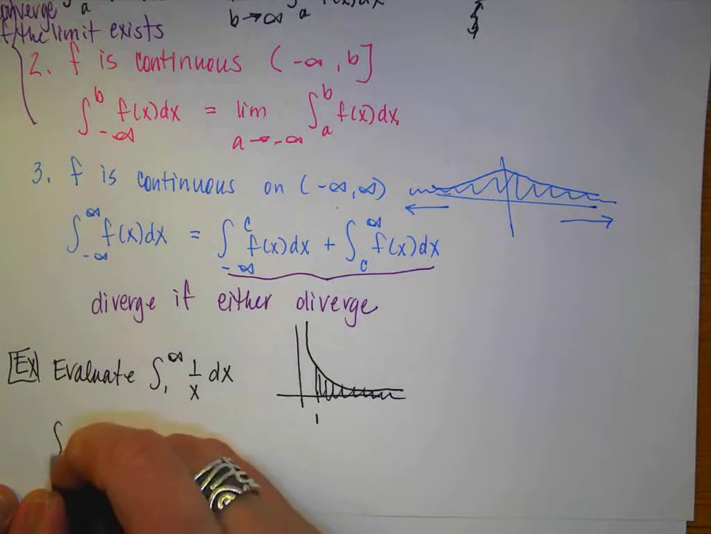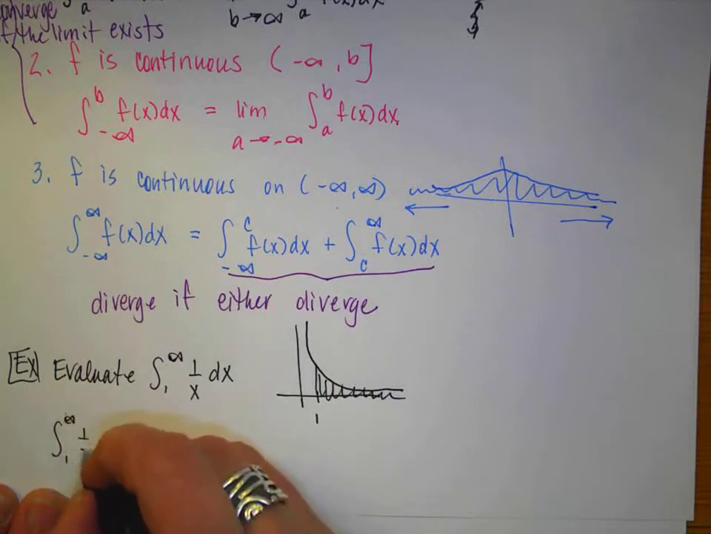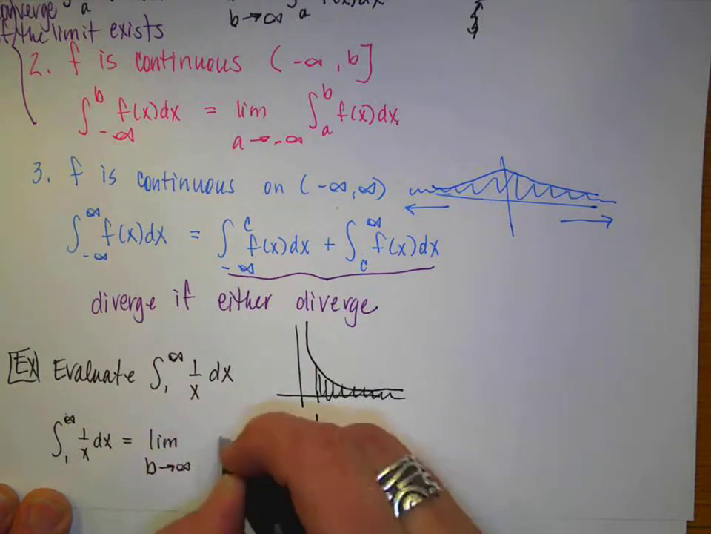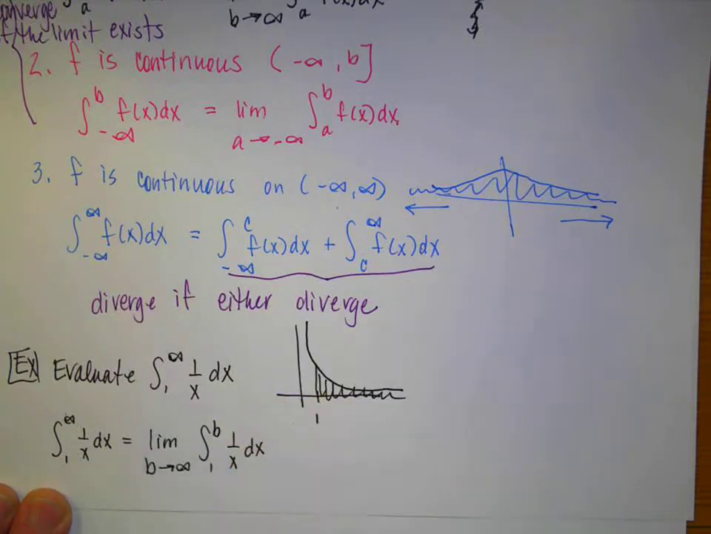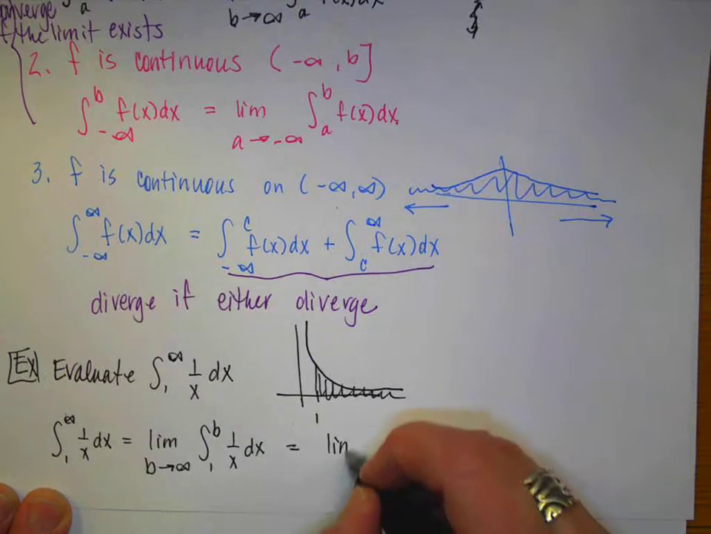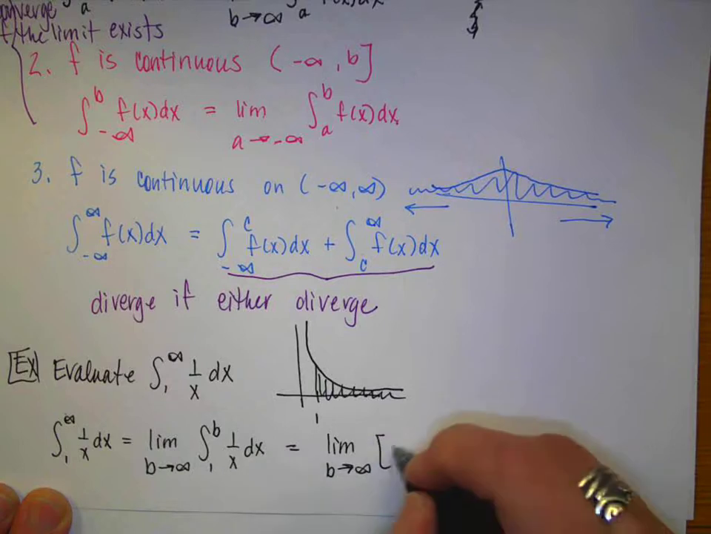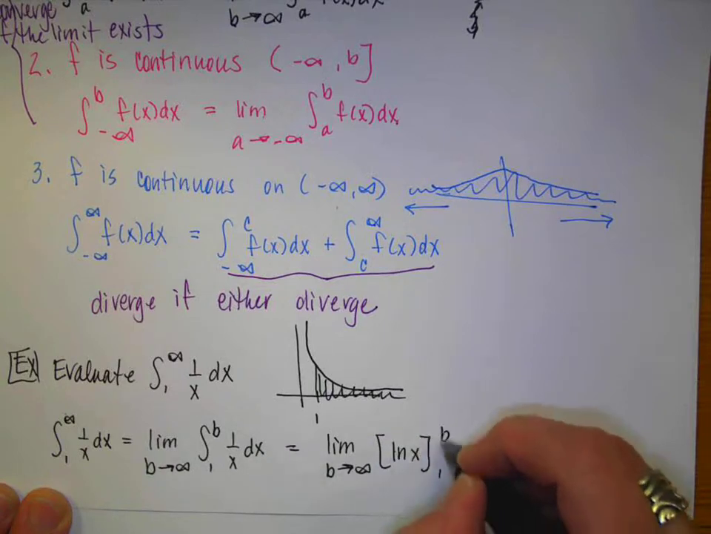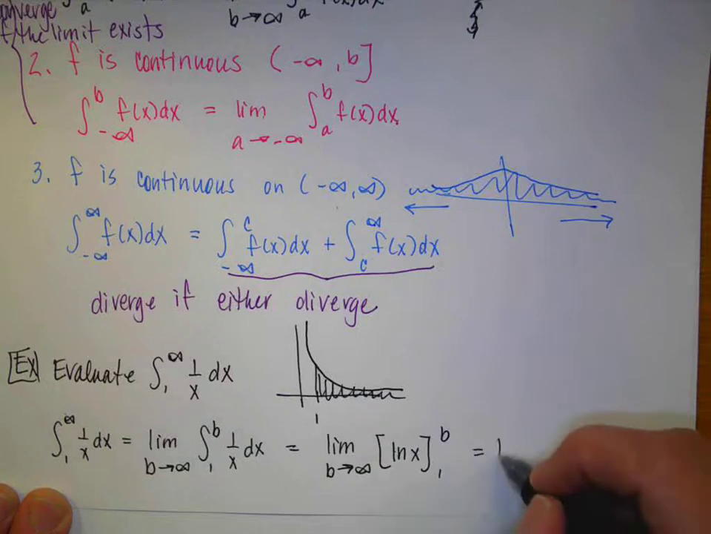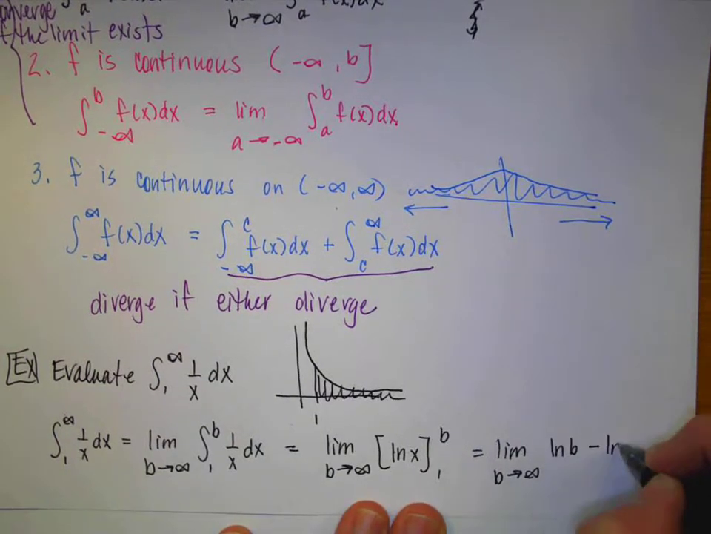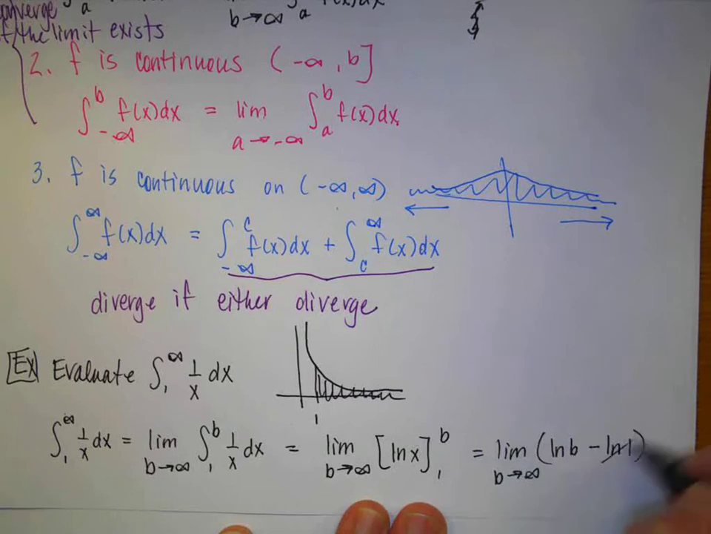So I'm going to take my improper integral, and I'm going to rewrite it as the integral from 1 to infinity of 1 over x dx as the limit as b approaches infinity of the integral from 1 to b of 1 over x dx. Well, if I do that math, I haven't evaluated my limit yet, so I carry that through. The integral of 1 over x is the natural log of x evaluated from 1 to b. So I haven't evaluated my limit yet, so I'm going to keep carrying it through. And I'm going to have the natural log of b minus the natural log of 1.